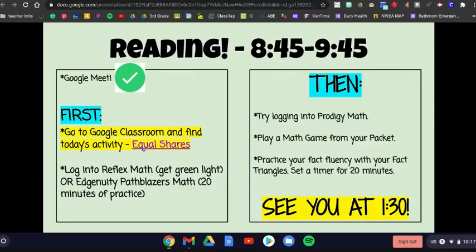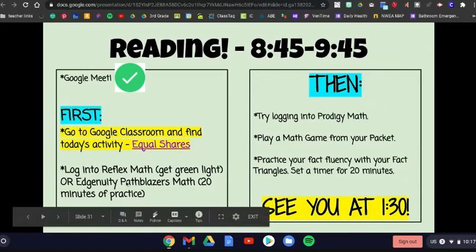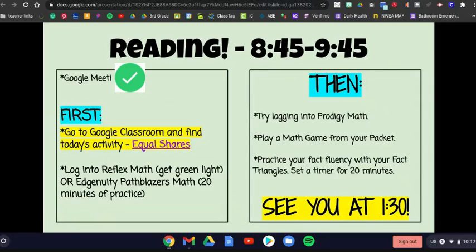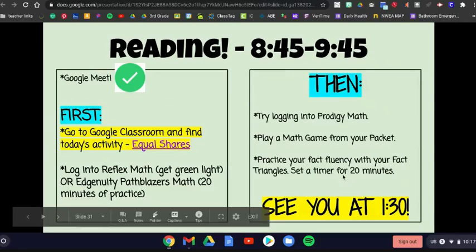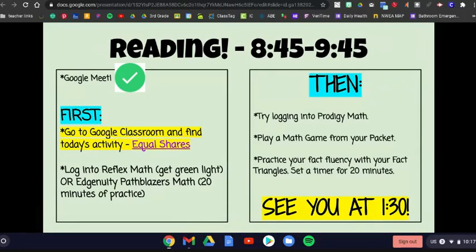But it's all good because take a look at your next screen. Your Google Meet has a great big check mark on it because you are done for today. First, complete your Google activity and go to Reflex, and then with your time left over, remember to add Prodigy Math today, and you log in with your Google email, if you don't have your packet of math games or your fact triangles. And then after that, I'll see you at 1:30.